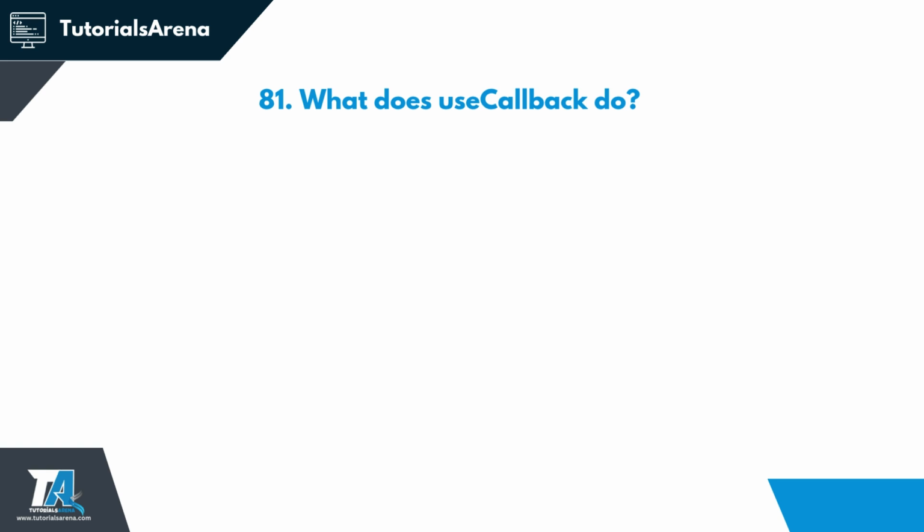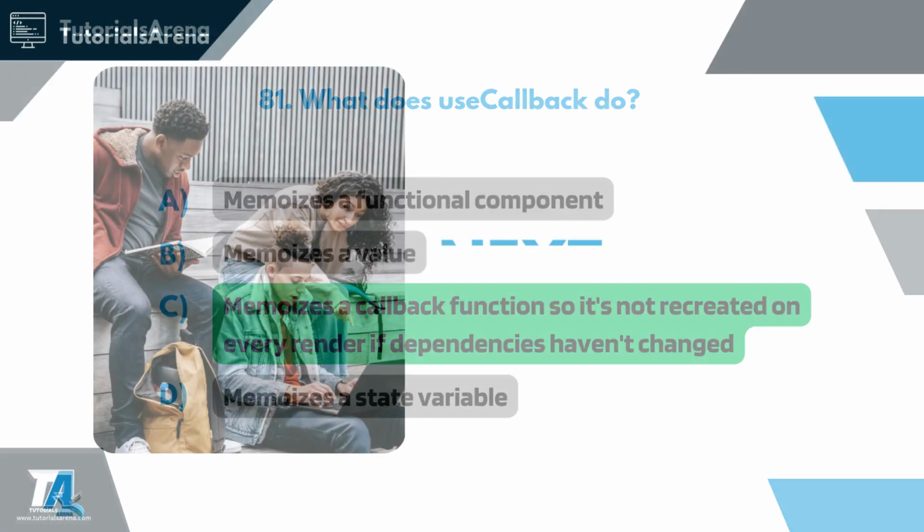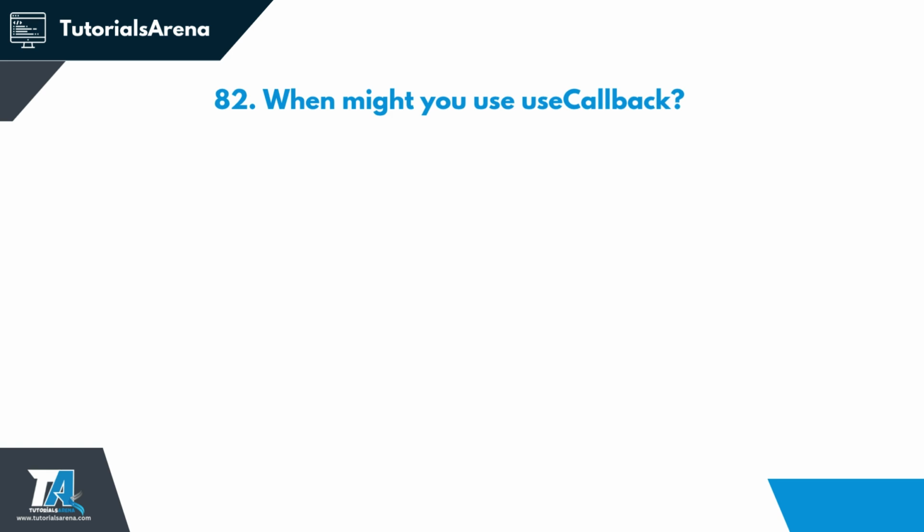Question 81. What does useCallback do? The options are option A, memoizes a functional component. Option B, memoizes a value. Option C, memoizes a callback function so it's not recreated on every render if dependencies haven't changed. Option D, memoizes a state variable. The correct answer is option C, memoizes a callback function so it's not recreated on every render if dependencies haven't changed. Moving on to the next question.